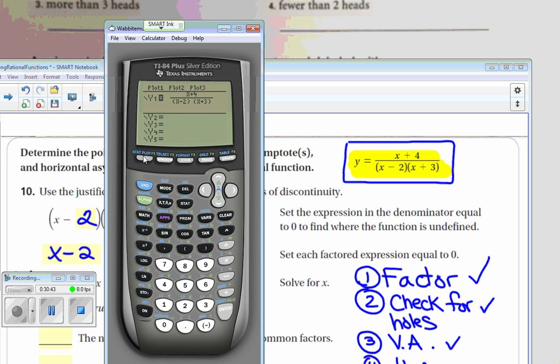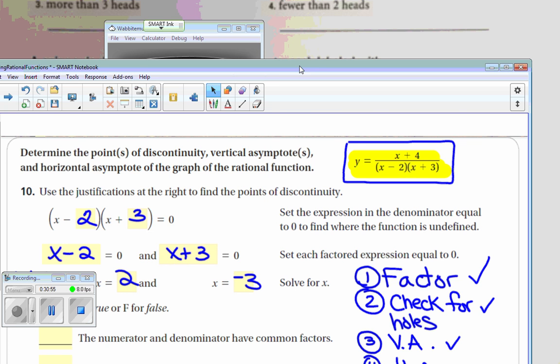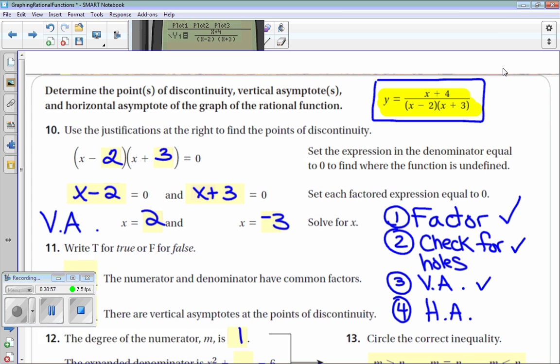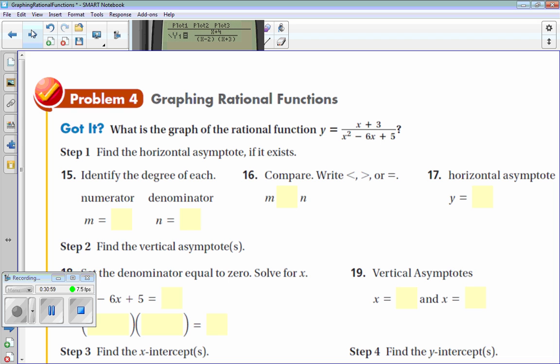All right. So let's try another one. Maybe we should try one that possibly would have a hole in it. I don't know. Go ahead and erase your boards for me. Let's try one from scratch and see if we can graph the function. Okay? Let's try one where we might have to actually factor it first.